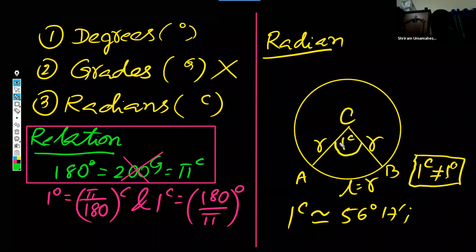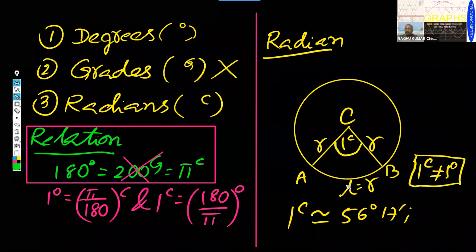Now, the definition of 1 radian: it is the angle subtended by an arc at the center of the circle whose length is equal to the radius of the circle. Means the length of the arc is equal to the radius. The angle subtended means the extremities of the arc must be joined to the center, and whatever angle is formed here is nothing but 1 radian.